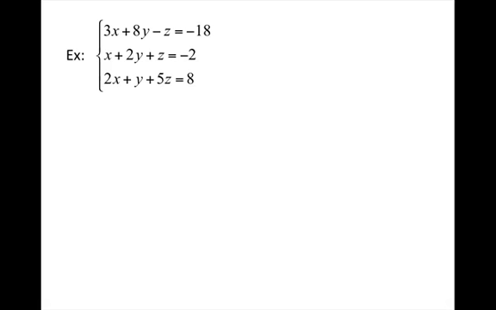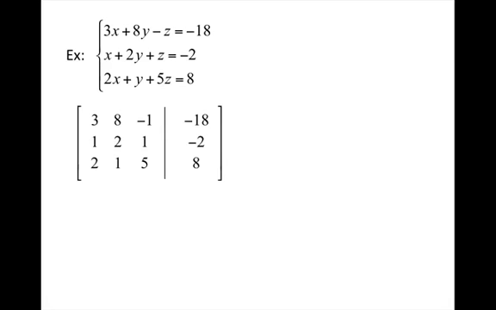Let's look at our next example. This is a system with 3 equations and 3 unknowns. So let's begin by writing our system matrix. Row 1, I use the 3, the 8, the negative 1, and then on the other side of my equal bar, I have a negative 18. Row 2, my coefficients are 1, 2, and 1, and my constant is a negative 2. For row 3, my coefficients are 2, 1, and 5, and my constant is an 8.